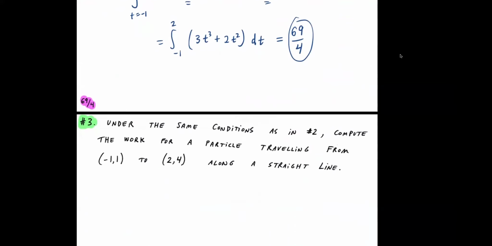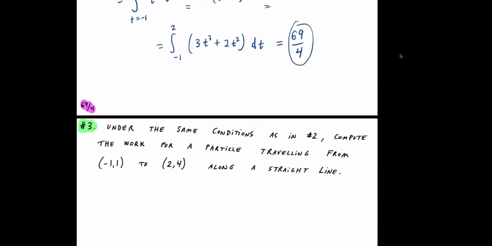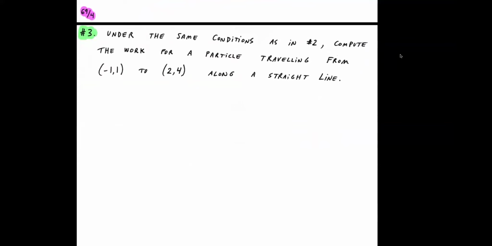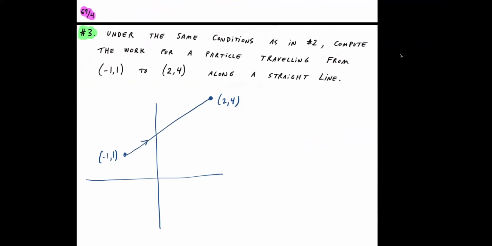In this problem, let's do this last problem. We have the same conditions as before, except we're going to take a different path. This is now a straight line path that connects from -1, 1 up to 2, 4. Instead of going along the parabola, we're just going to go along this straight line.